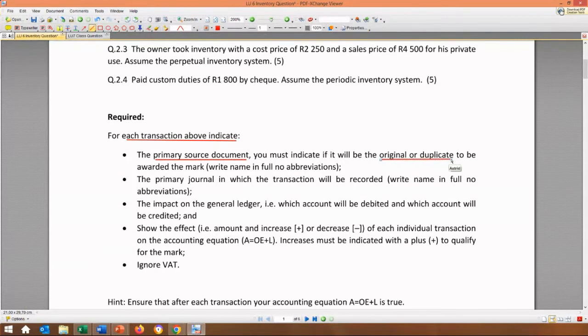Okay, and no abbreviation, so you have to write it out in full. Then the primary journal in which this transaction will be recorded. So what journal will we record this transaction in? And then also the impact on the general ledger. So meaning what account will be debited, what account will be credited.